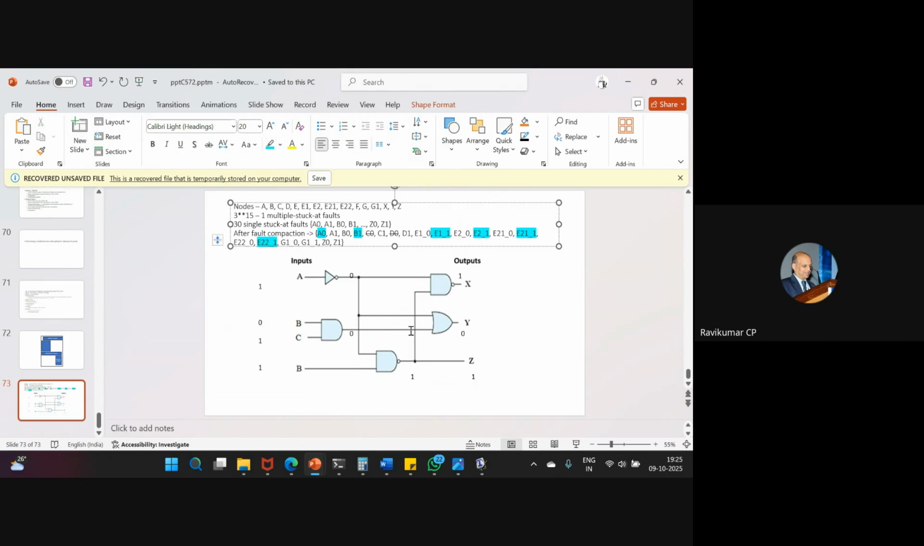We call this G1. If G1 is stuck at 0, nothing will change because already this is 0. If G1 is stuck at 1, no big deal because it's already 1 here. Then Z0 will get detected.